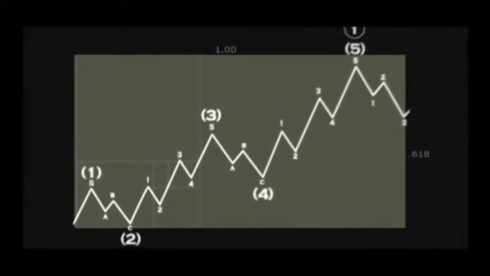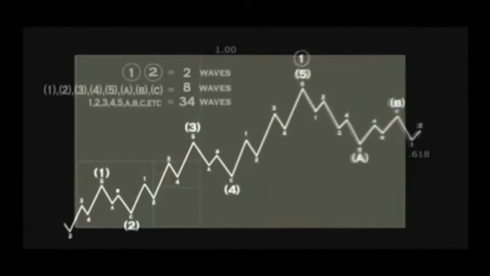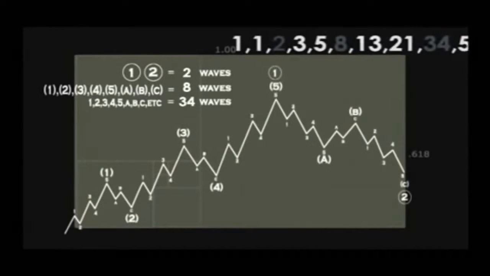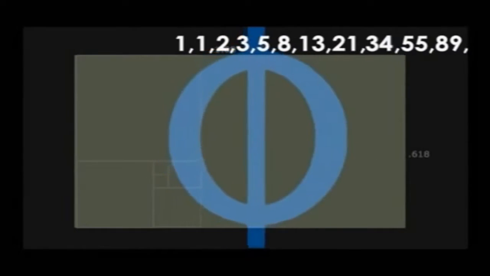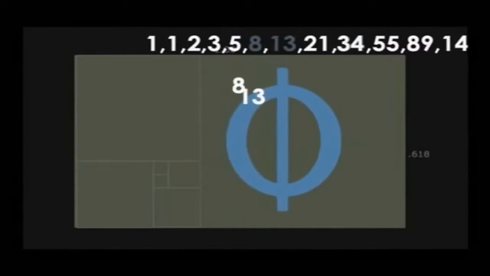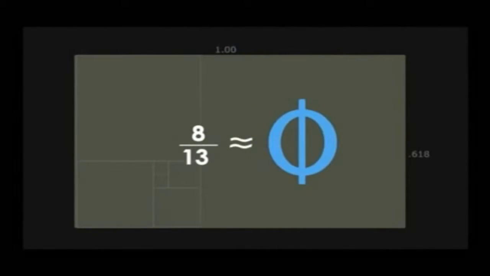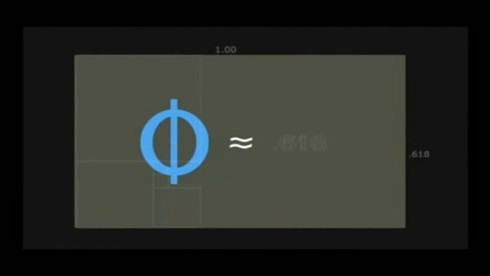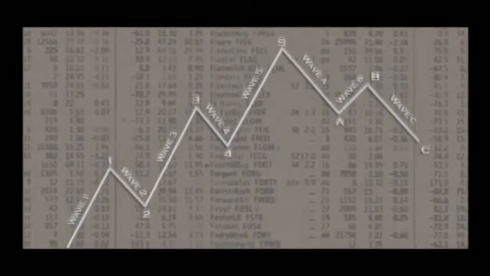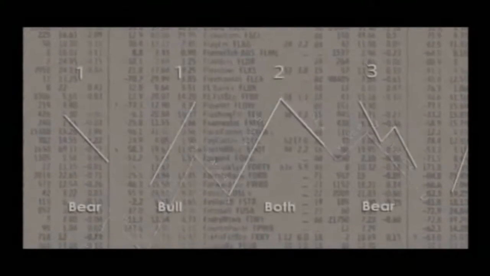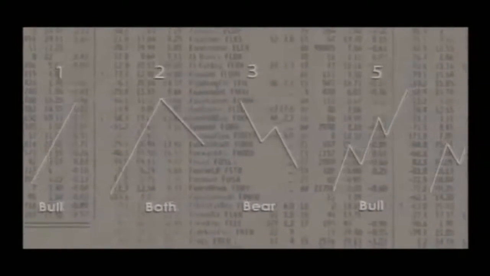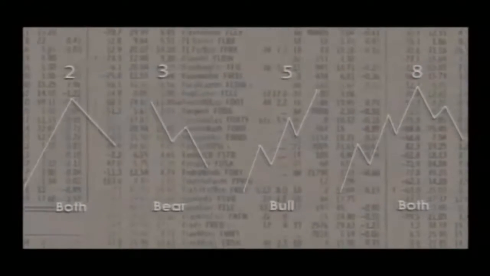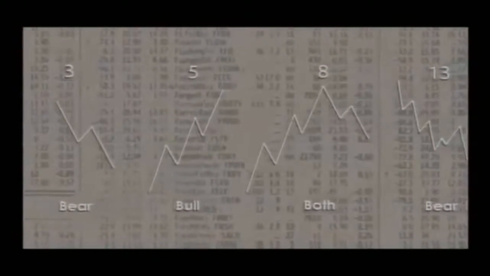R.N. Elliott observed that the fractal he called the wave principle was built according to the Fibonacci sequence of numbers, which is governed by a ratio called the golden mean, or phi. The ratio of any two consecutive numbers in this sequence approaches phi. That is an irrational number, which is approximately 0.618. If you look at the Elliott wave patterns, these patterns involve a certain number of waves called impulse waves and corrective waves. Each type of wave, when broken down into its components, reproduces the Fibonacci sequence as the degrees of subdivision increase.